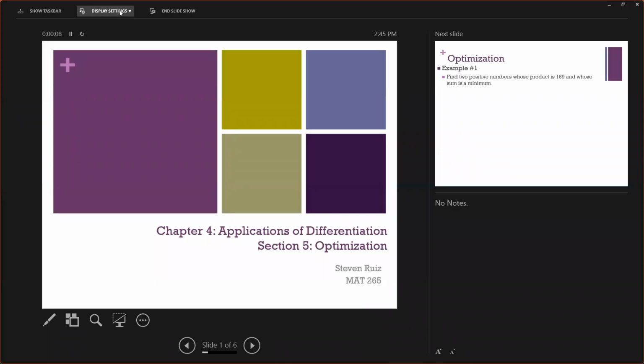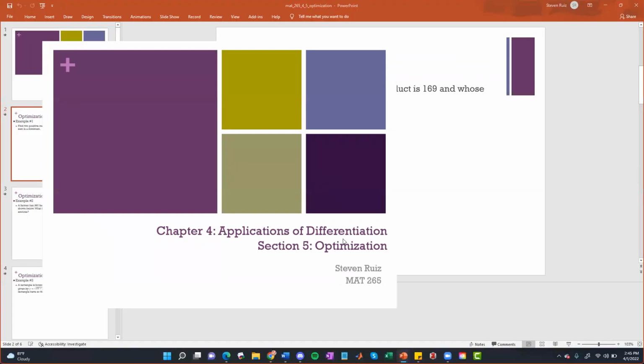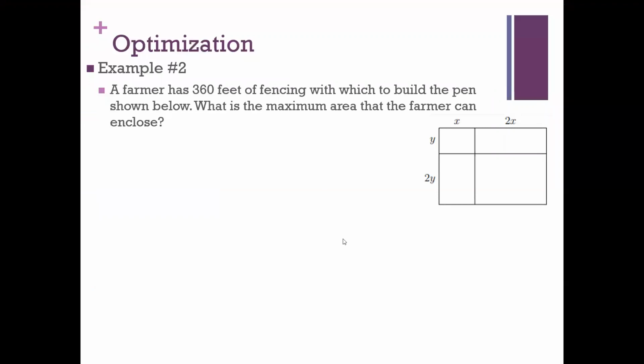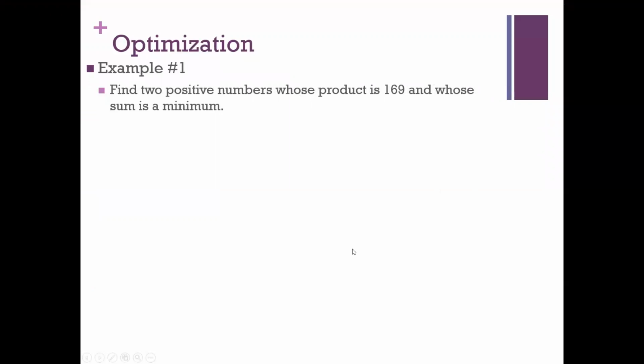So the first thing we're looking at is the title. All right, I want to find two positive numbers whose product is 169 and whose sum is a minimum. So, optimization, I'm trying to find the best case scenario, or some minimum or maximum case usually.